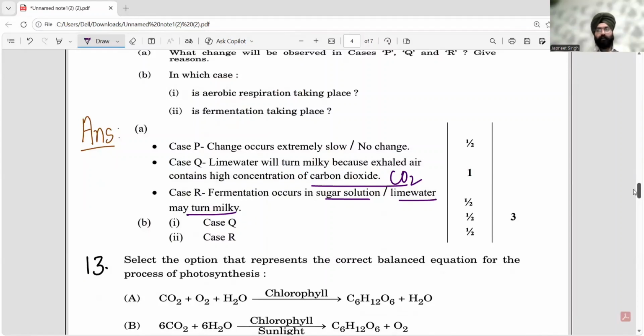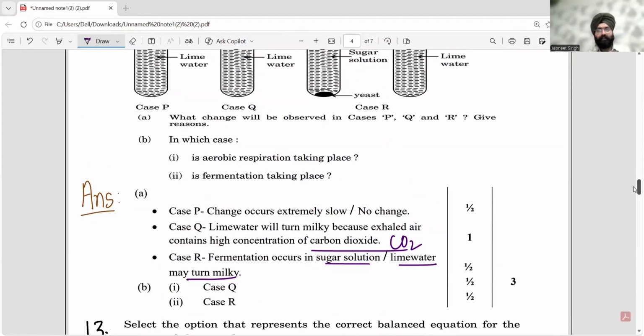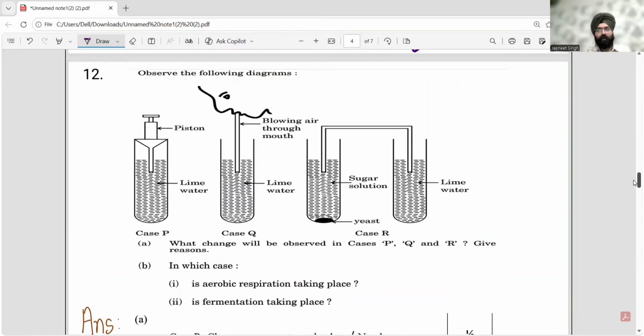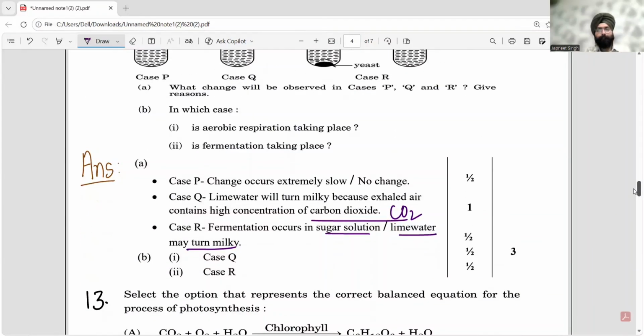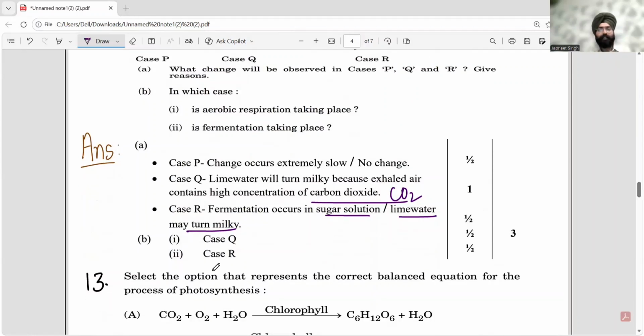Okay. What else they have asked? In which cases aerobic respiration takes place? Obviously, where high concentration of carbon dioxide is present, as case Q. And where fermentation is taking place, where there is a sugar solution, case R. Done.